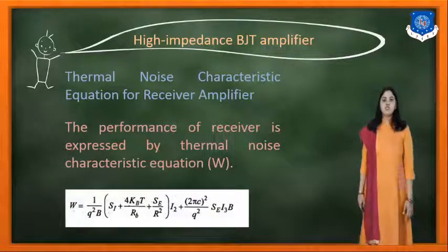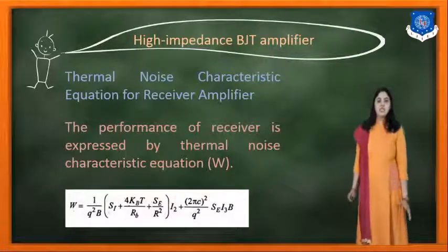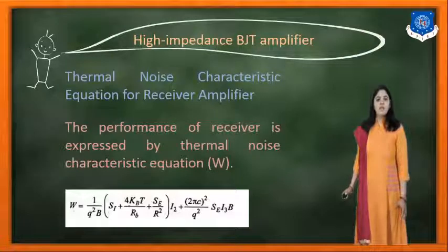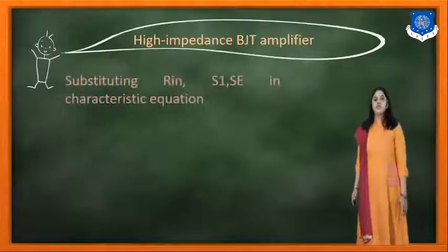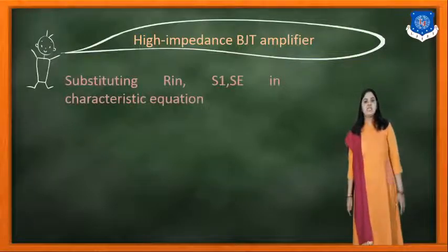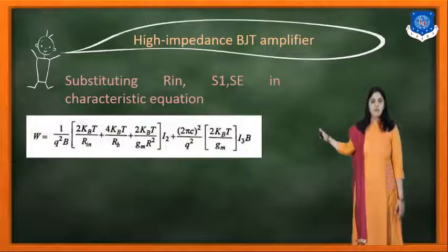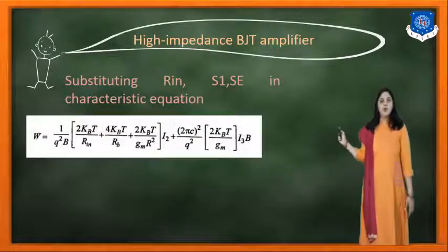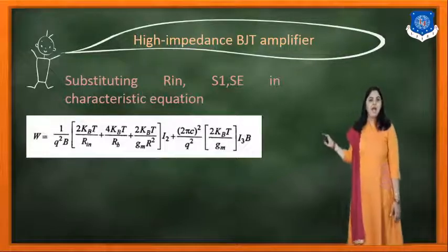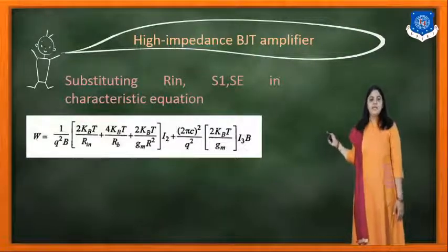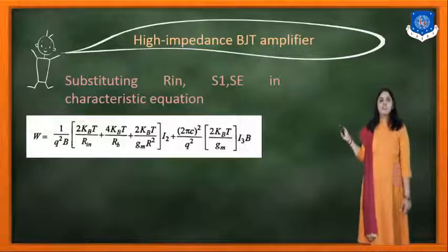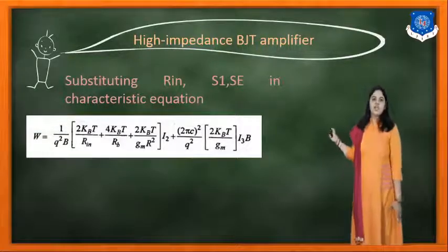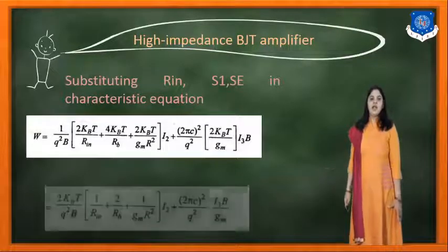And this W is equal to 1 upon Q square B in bracket ST plus 4 kBT upon RB plus SE upon R square into I2 plus 2 pi C whole square upon Q square SE I3 into B. So substituting this SE in the characteristics equation, we can have W equal to 1 upon Q square B in bracket 2 kBT upon R in plus 4 kBT upon RB plus 2 kBT upon Gm into R square into I2 plus 2 pi C whole square upon Q square in bracket 2 kBT upon Gm into I3 into B.